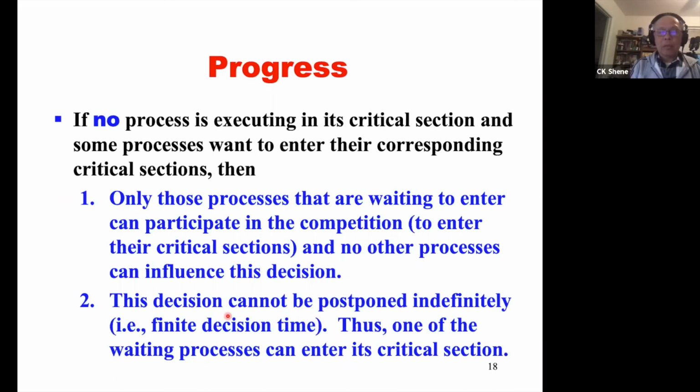The second bullet says that the decision time has to be finite. What is finite? You could write an integer as long as you could write down that integer with a finite number of digits. That is finite. So an algorithm that satisfies progress must satisfy bullet 1 and bullet 2 when there's no one in the critical section.